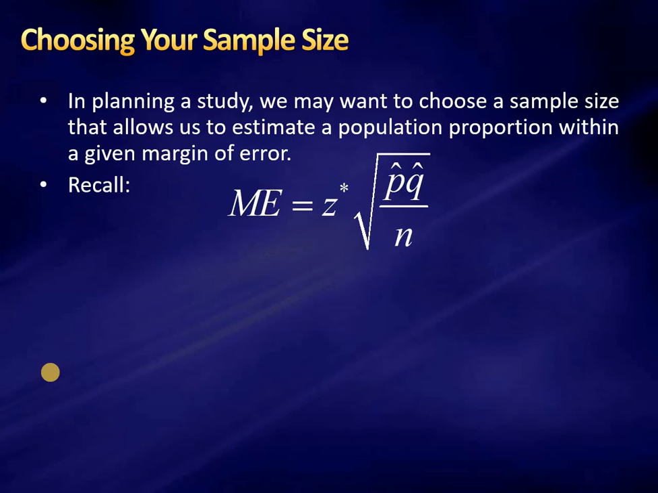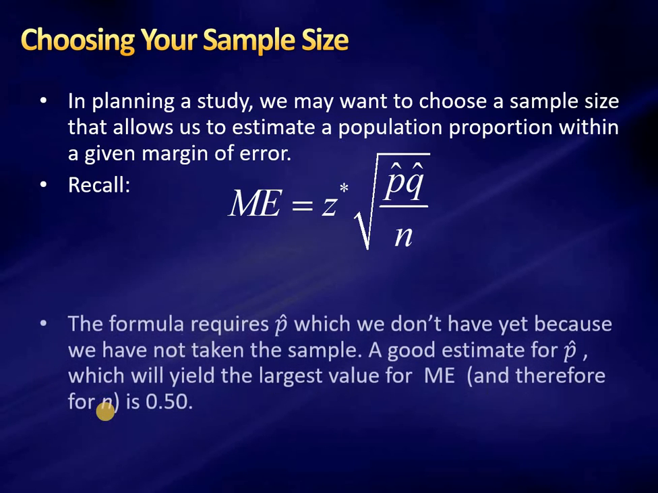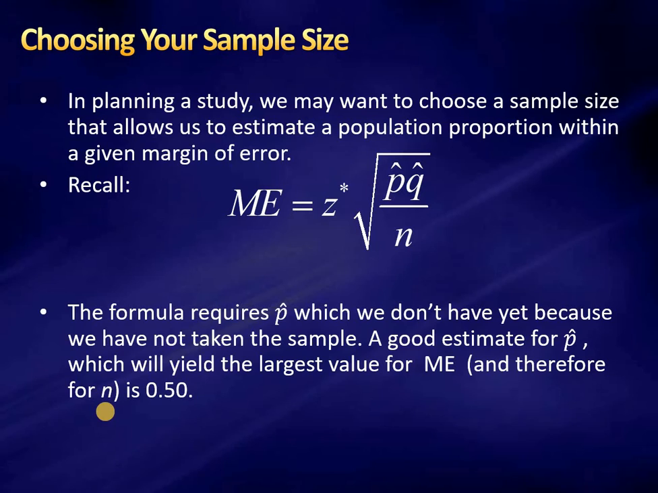Now again, I have control over z star. I can determine my confidence level. I have control over n, so I can change my sample size. Those two things can change my overall margin of error.